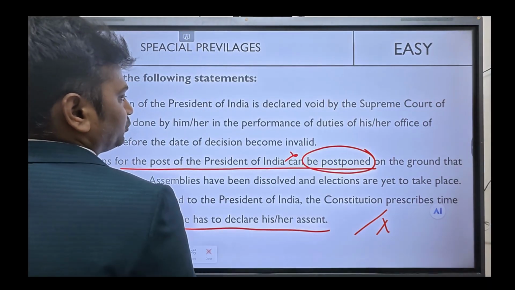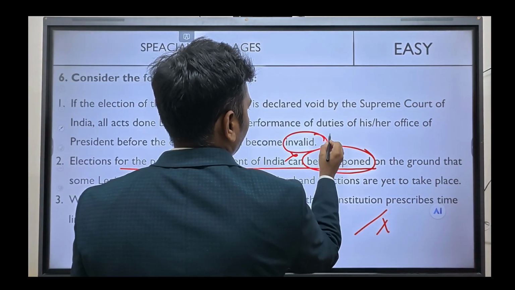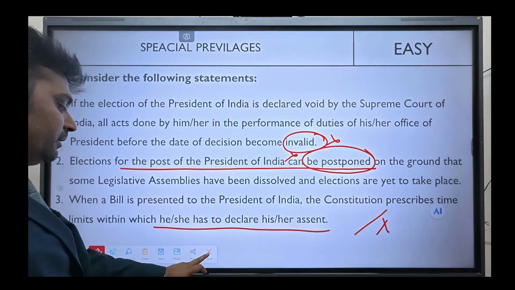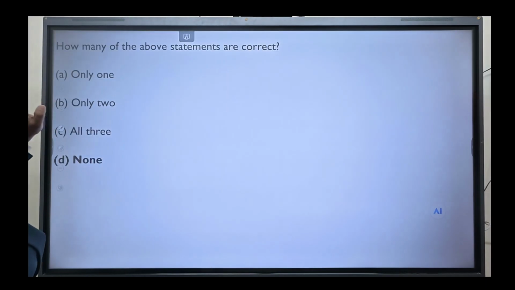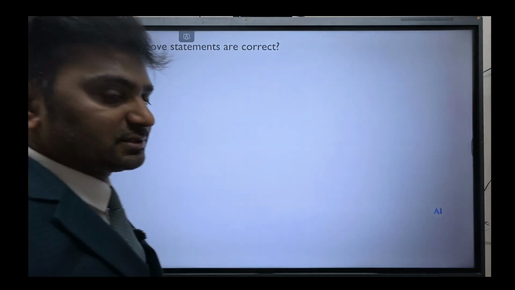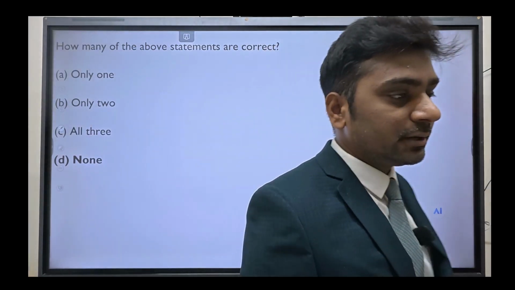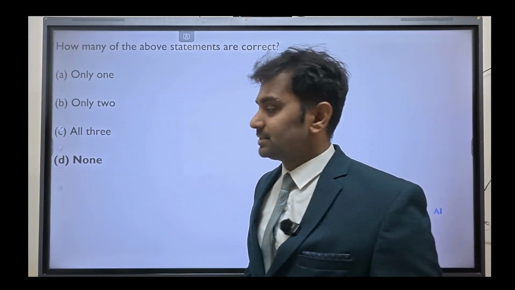They cannot be postponed and invalidated. They cannot be invalidated. So, they are asking how many of the above statements are correct. None of the above statements are correct. So, the answer for this question is D.